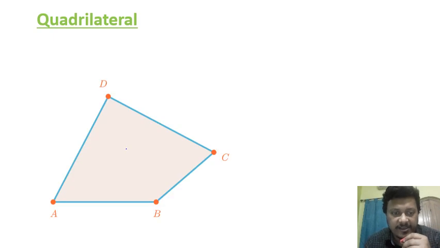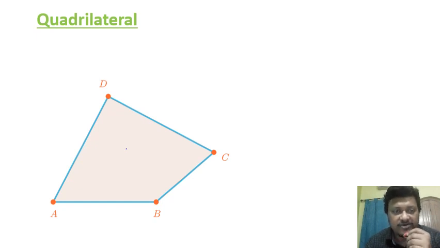A quadrilateral is a closed geometrical shape having four sides, or alternatively we can say it's a polygon which has four sides. Let's draw a quadrilateral first. Here ABCD is a shape which encloses an area and it has four sides AB, BC, CD and DA. So by definition ABCD is a quadrilateral.